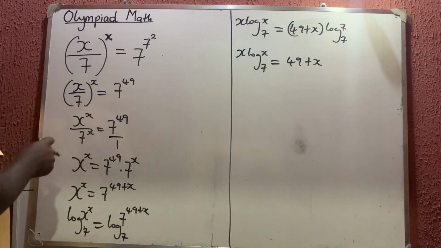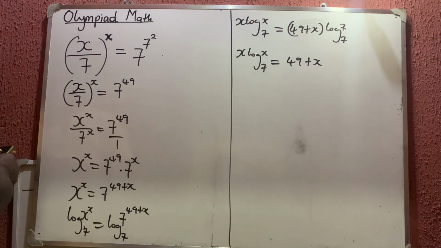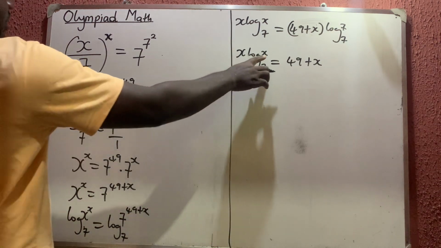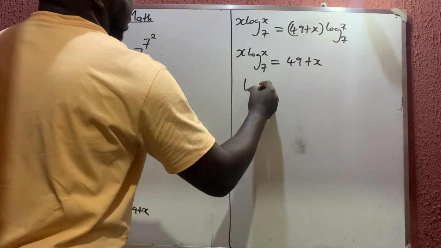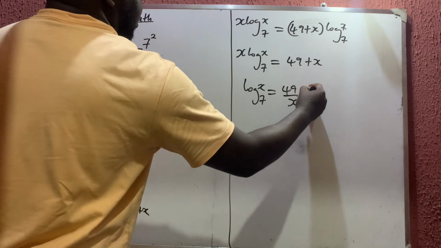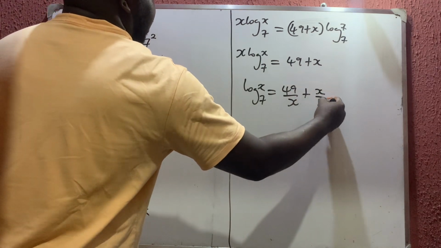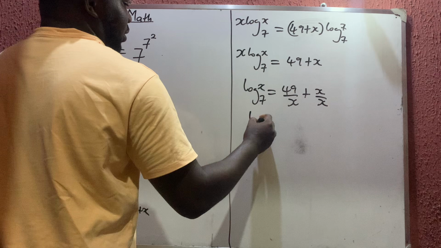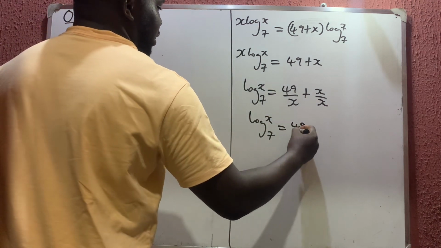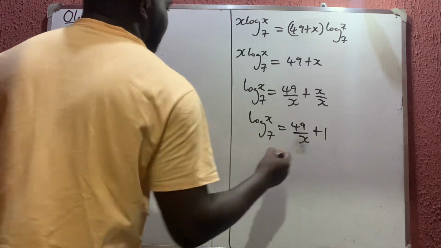Now let's divide everybody by x so that this log can stay alone. If this log now stays alone, log x base 7 is equal to 49 over x plus x over x. So this is now log x base 7 is equal to 49 over x plus 1.